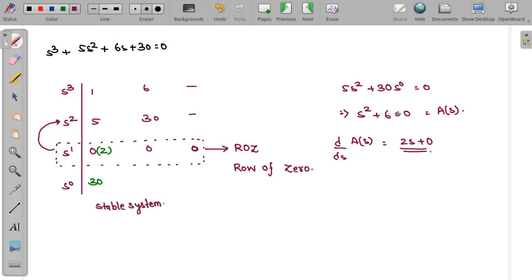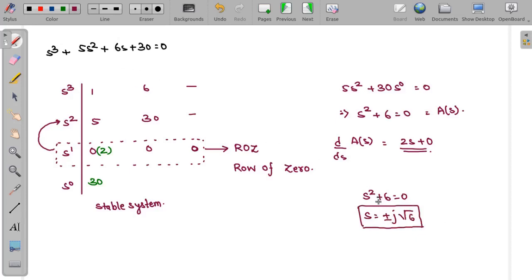Now basically the roots of the auxiliary equation are actually what? They are the roots or poles of your characteristic equation. So what is the root of this auxiliary equation? s square plus 6 equal to 0. So s is equal to plus minus j root 6. So this is your root of this.